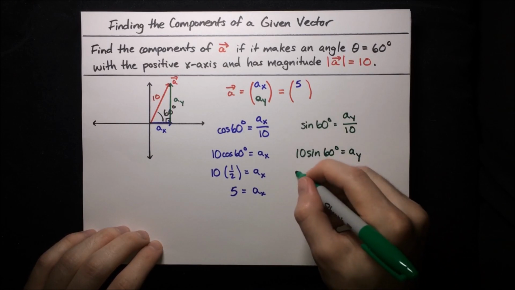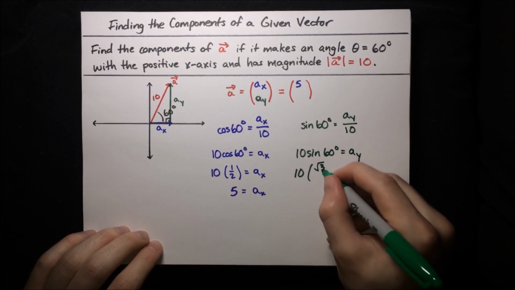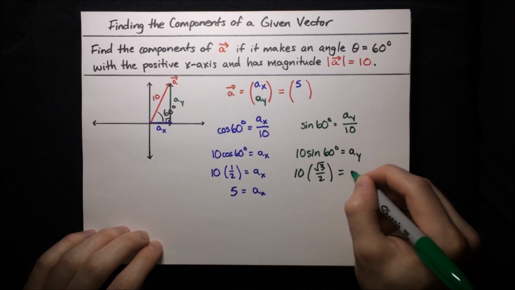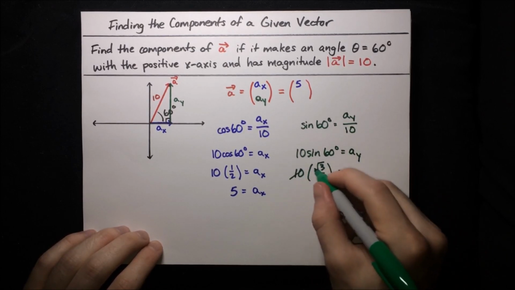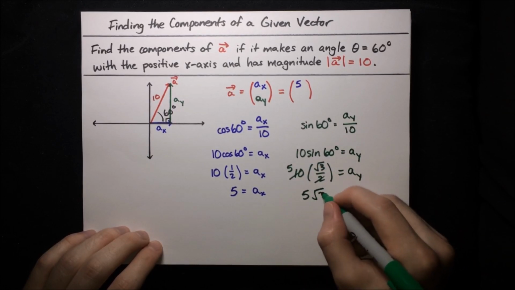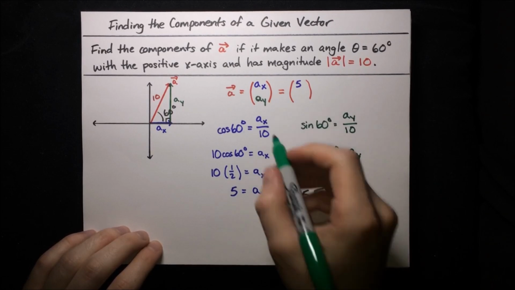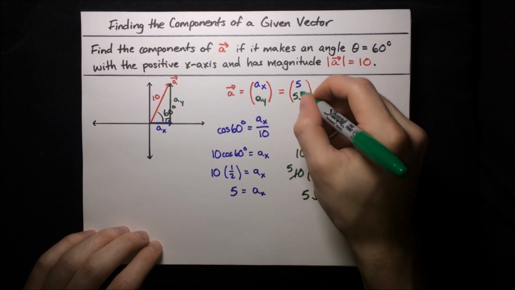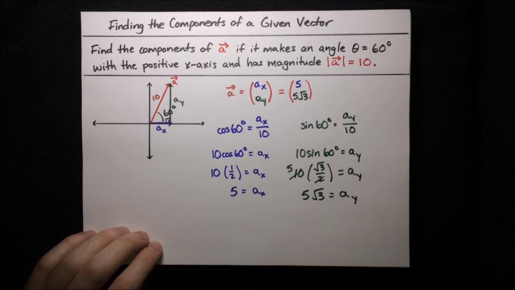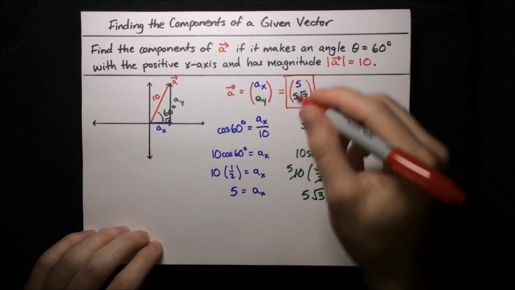And then simplifying, sine of 60 degrees is just root 3 over 2. That's equal to AY. So cancel out the 10 and 2. That turns into a 5. So just 5 root 3 is AY. So let's go ahead and fill that in here. 5 root 3, and there we go. There are the components of A.